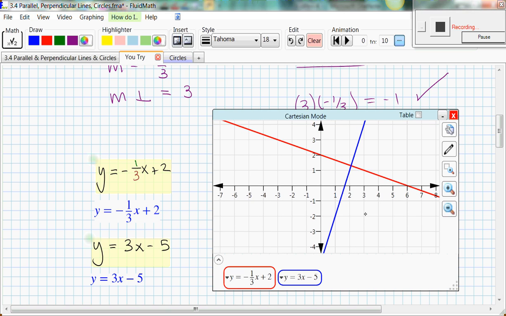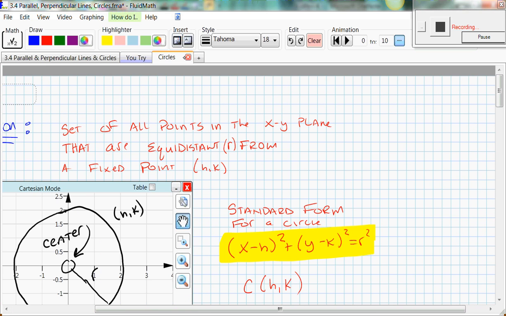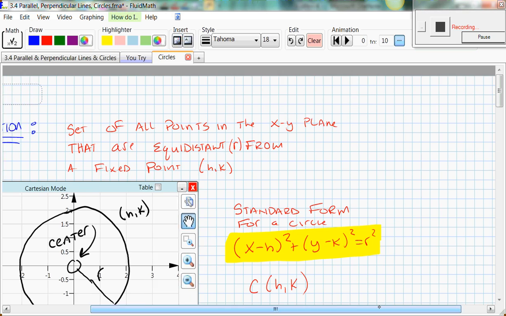If we zoom in, we can see that the point 1, -2 is clearly on the graph, so we must have done it correctly. You guys feeling pretty good about that? Yes. All right, great. Let's move on to circles. Okay, let's go on to circles here.